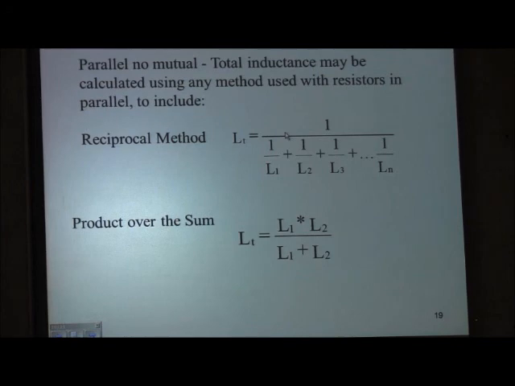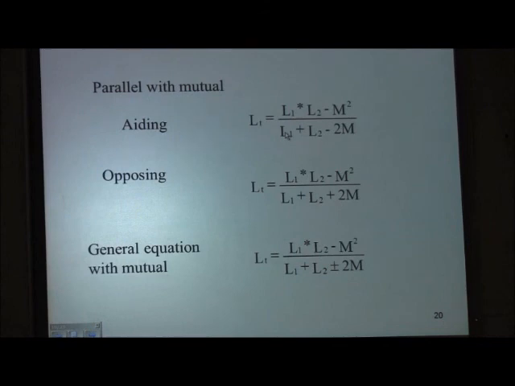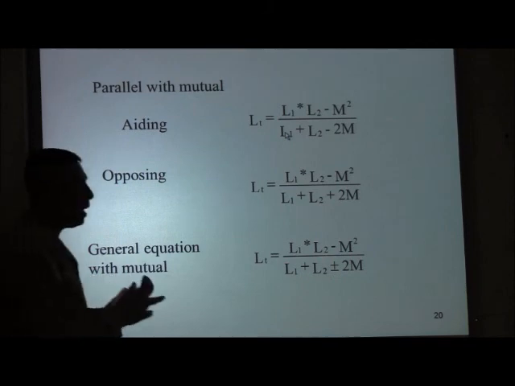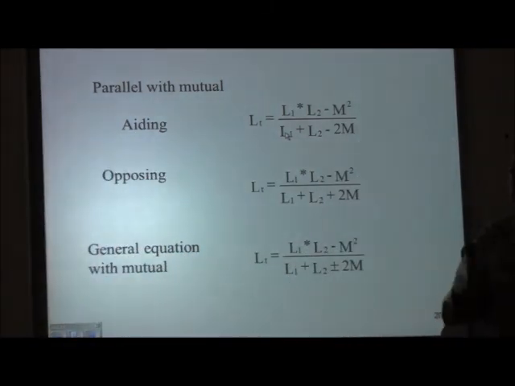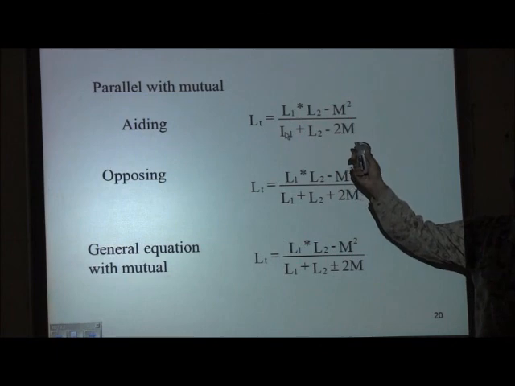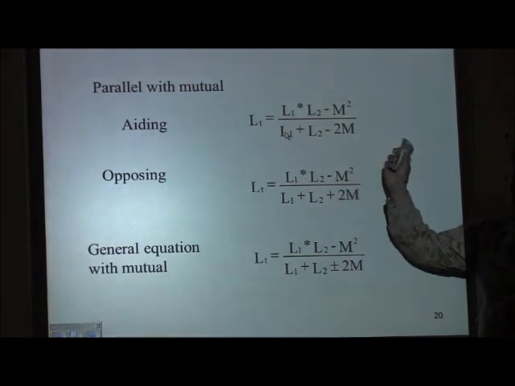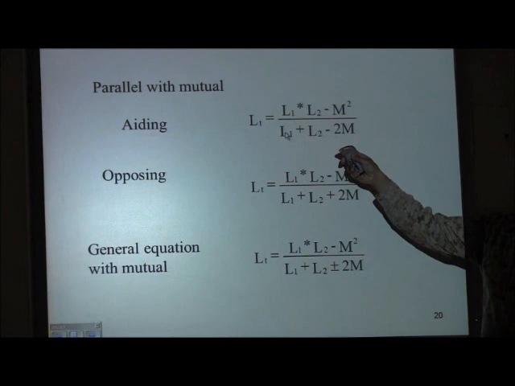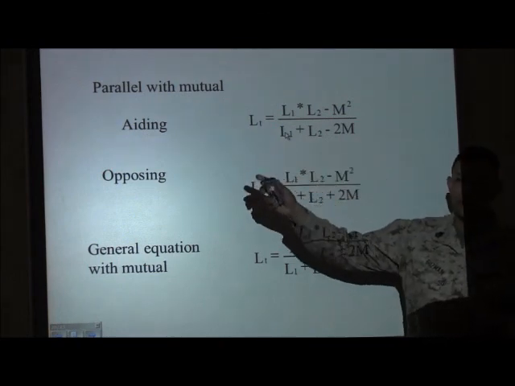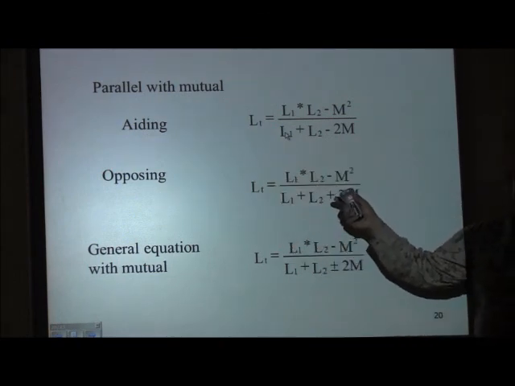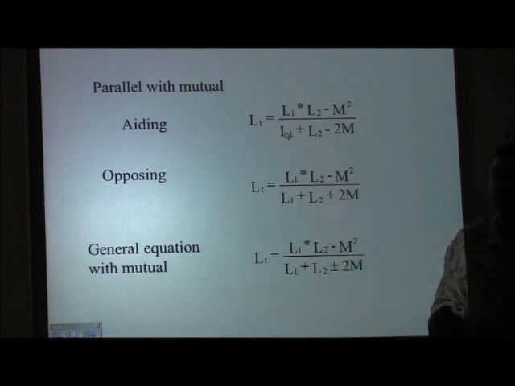Okay, in parallel with no mutual inductance, it's the reciprocal of the sum of reciprocals, just like we do resistors in parallel, or product over sum if you have two branches. Parallel with mutual, aiding. Again, if it's aiding, it's going to be more inductance. The way I always remember it, smaller denominator, right? Notice that the numerators are the same. Aiding, it's going to be a smaller denominator, so L total is going to be bigger. And opposing, bigger denominator, which means L total is going to be smaller.